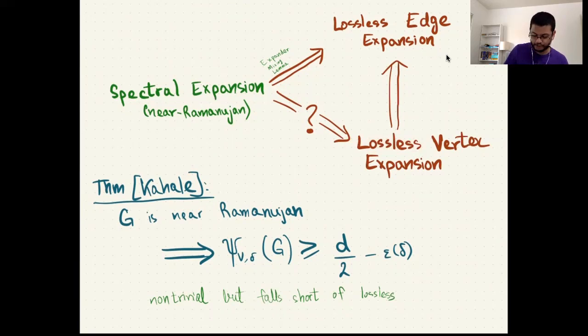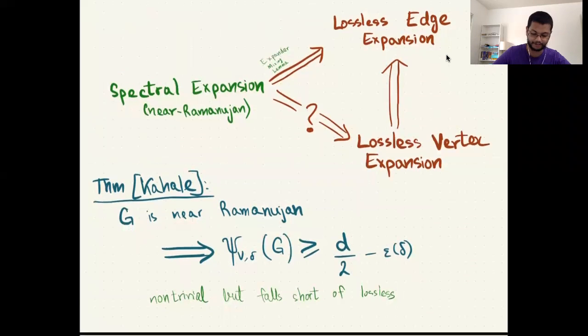And a partial non-trivial answer was given by Kahale, where he proved that if G is a near-Ramanujan graph, then actually for sets of size delta n, the vertex expansion is lower bounded by D over 2. But it falls short of lossless by a full factor of 2. And then the question here is whether the statement that Kahale made is tight or not.